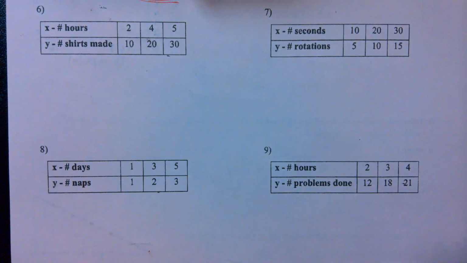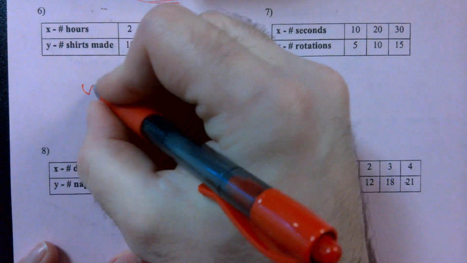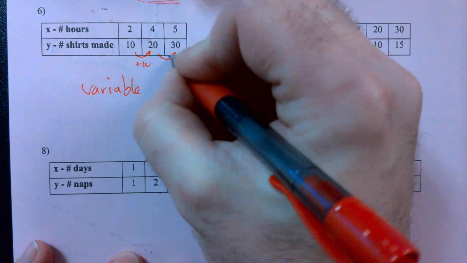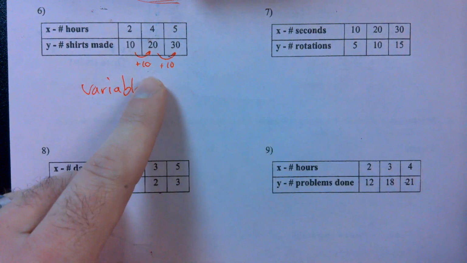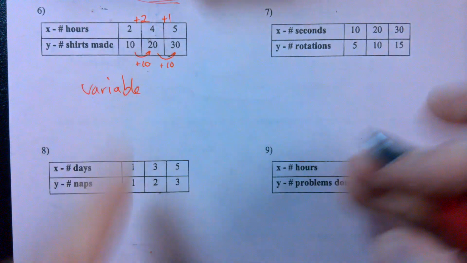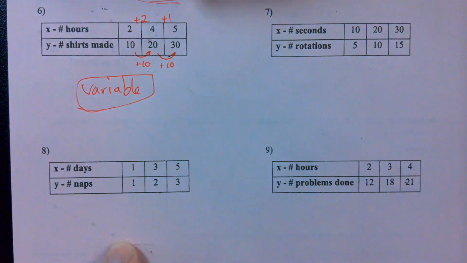Number 6, what do we think for this one? This one is variable too. Now you may get tricked, right? You see, oh, on the bottom I got +10, +10. So why is this one variable if +10s are the same? The top is different, right? +2, +1. That's not what we want to see. Variable change there as well.